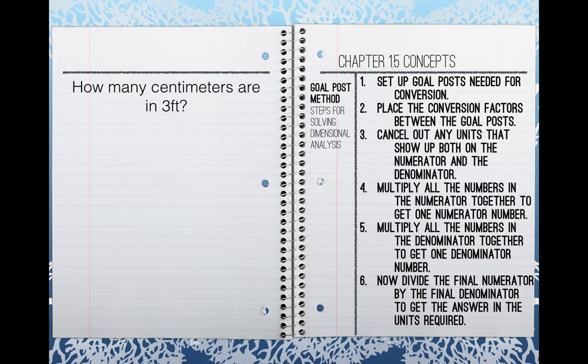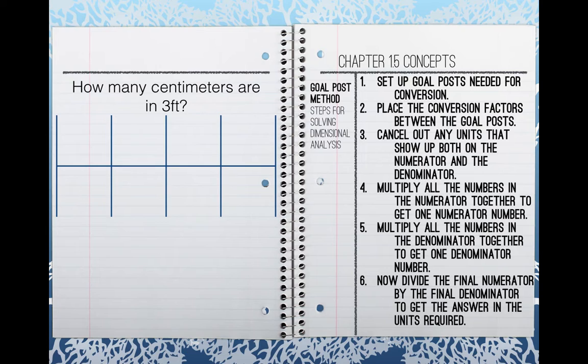So number one, for steps, it says set up the goalposts as needed. So these are goalposts. They're supposed to kind of look like the football goalposts. I think they look more like rugby uprights, but whatever. We're going to call it the goalpost method. And so the very first thing we're going to do, we're going to draw these. And you'll figure out how many you need per problem based upon what information you have.